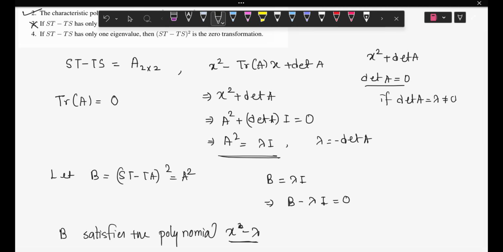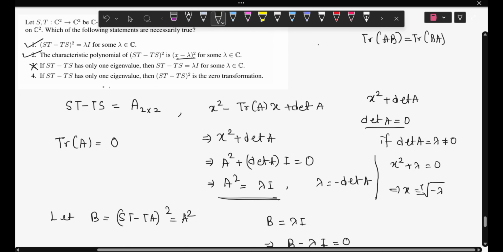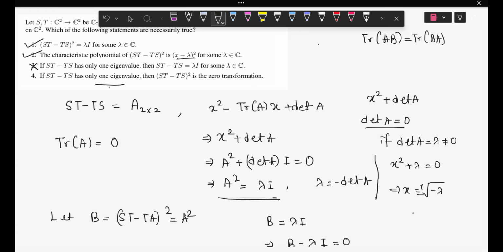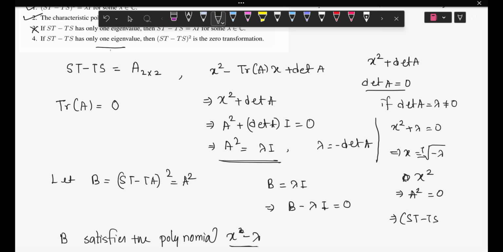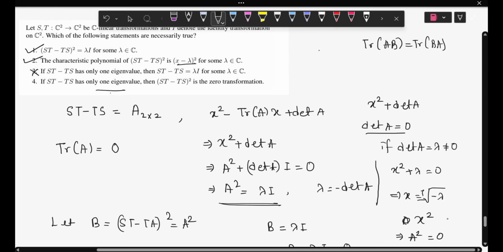Now if det A is equal to lambda, which is non-zero, then the roots of the characteristic polynomial are given by x square plus lambda equal to 0, or x equal to plus minus square root of lambda. Okay, so in that case A must have two different eigenvalues, but as it is saying that A has only one eigenvalue, lambda has to be 0. Now if lambda is 0, then the characteristic polynomial of A becomes x square, and hence A square is equal to 0. So A square equal to 0 represents ST minus TS whole square equal to 0. So option D is a correct option.